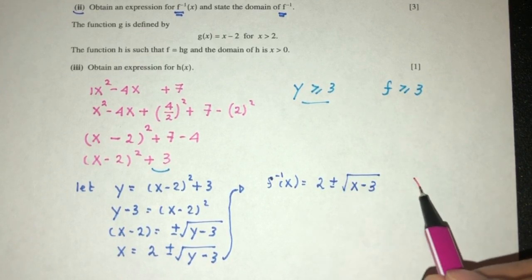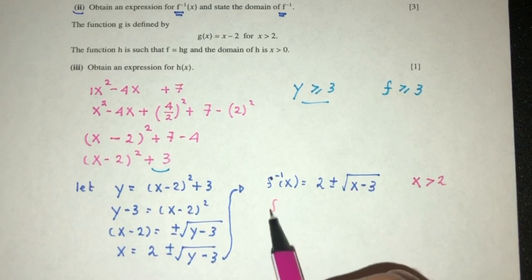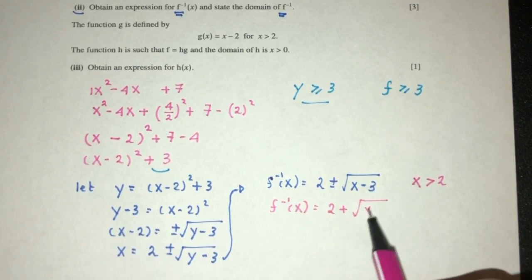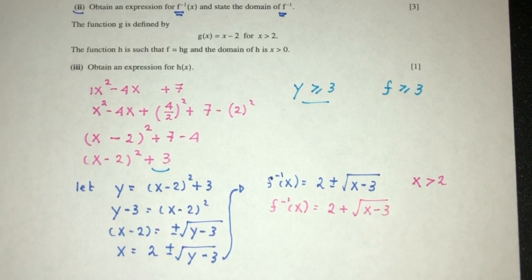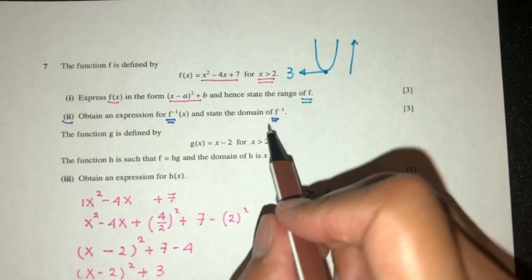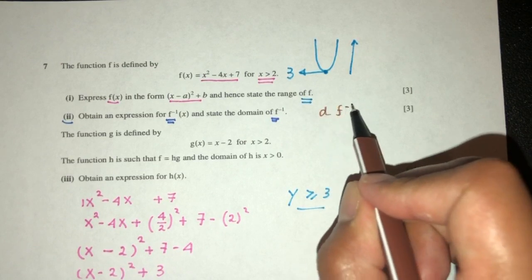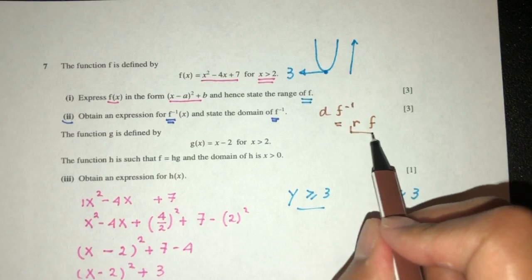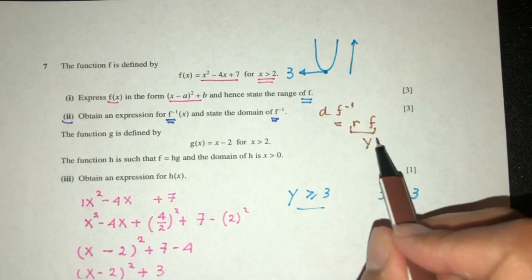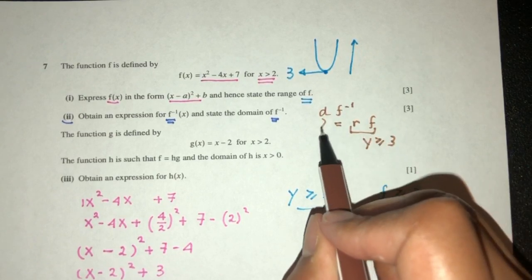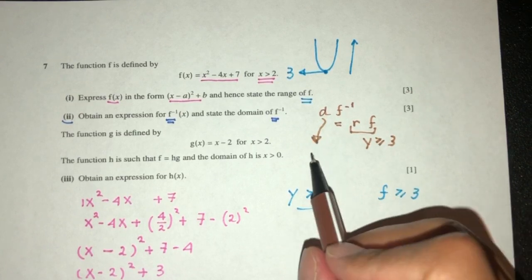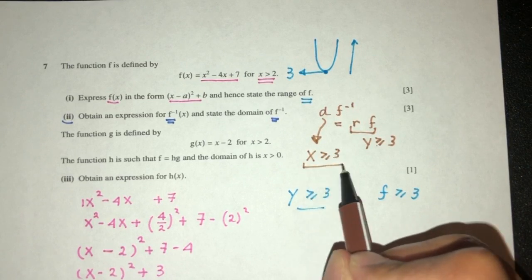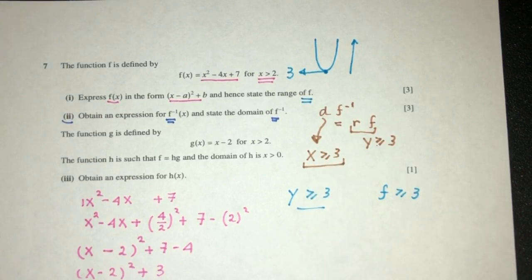Now we know that x has to be more than 2, so we take the positive value, which is 2 plus the root of x minus 3. Now let's move on. We have to find the domain of f inverse. The domain of f inverse is the same as the range of f. We know the range of f already, which is y more than or equal to 3. But the domain is described in terms of x, so we write x, same thing, more than or equal to 3. So this is your answer as the domain of f inverse. Okay?